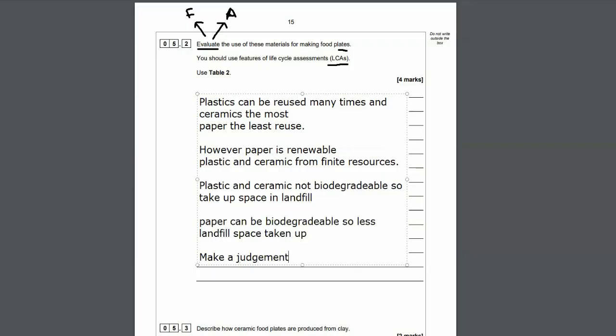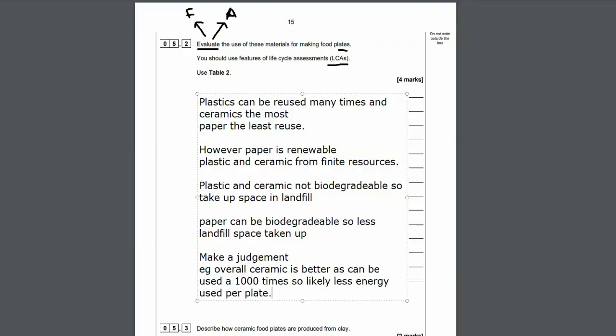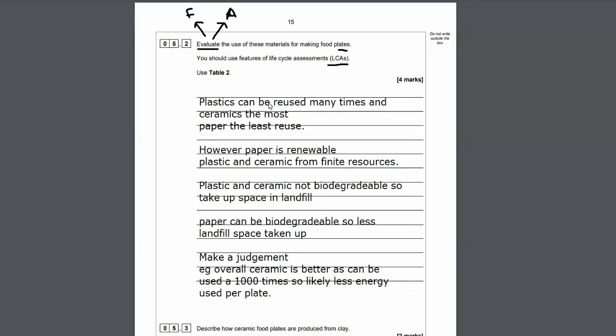I'm not going to go through all of them, but when you're doing an evaluation, always save a final point for your judgment. So try to make it separate, but I can't be bothered because I'd have to go look at the mark scheme. But overall, ceramic is better, I'm going to say, because it can be used 1,000 times. So likely it's going to save on energy, but that's my judgment there. Okay, let's move on.